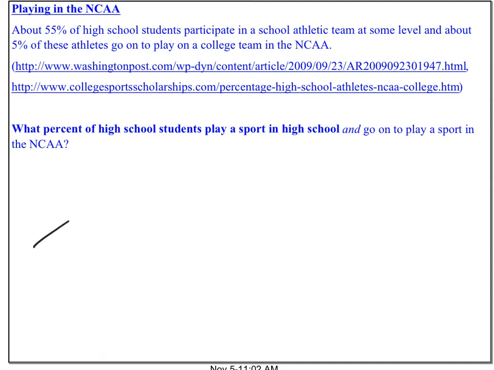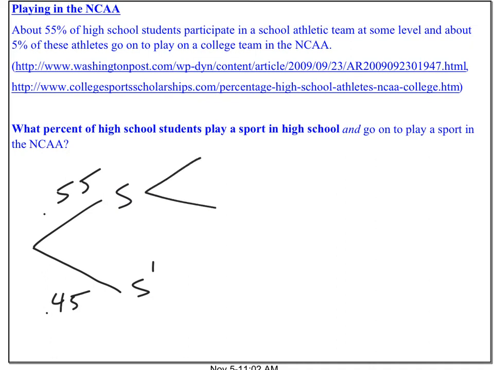First set of branches here is going to be sport or not in high school. And it said that breakdown was 0.55 and 0.45. Of those who played sports, right, so this second set of branches, again, is conditional, right? This is given the student played a sport in high school. At the college level, there is a 5% chance that they continued to play. 95% chance that they didn't.